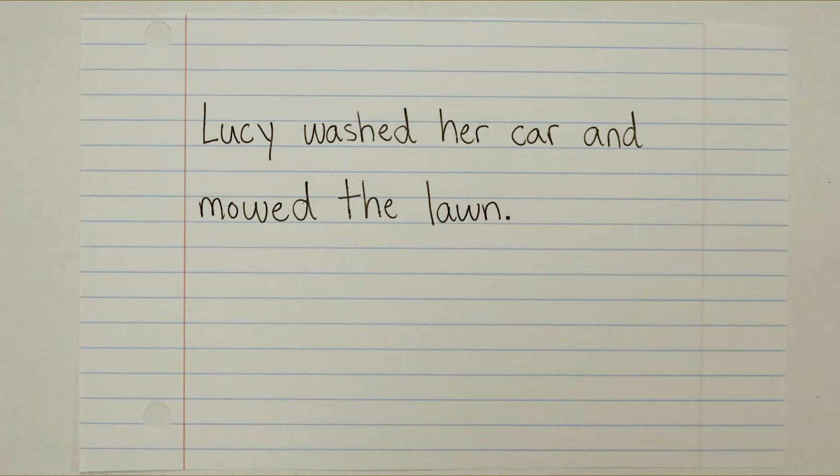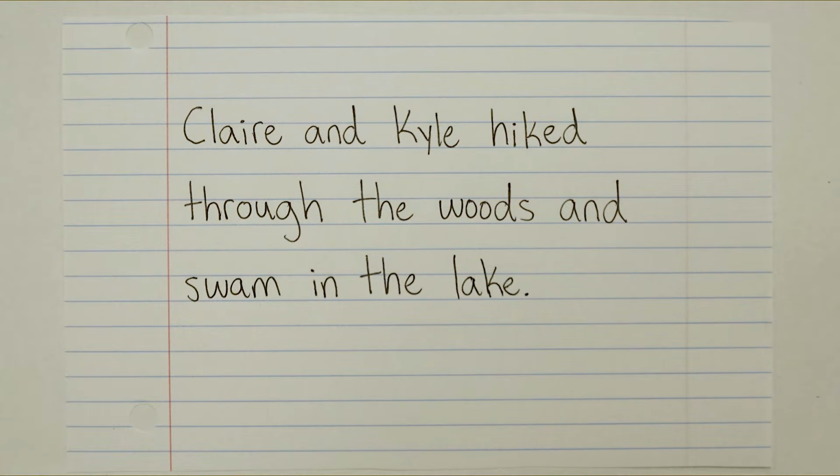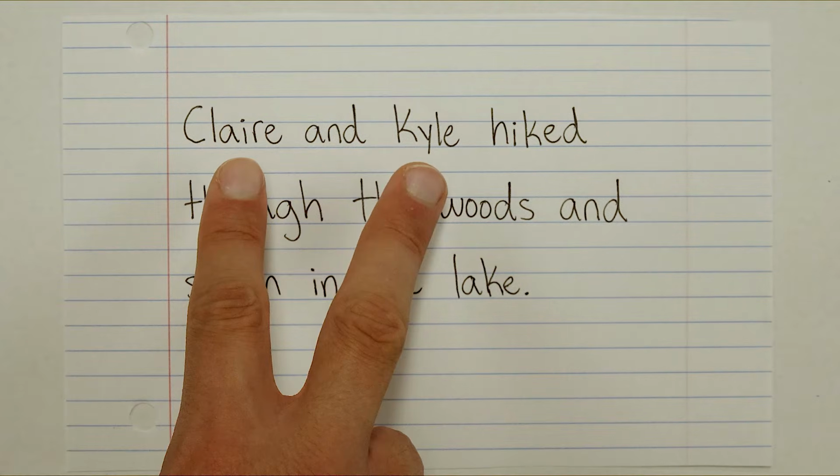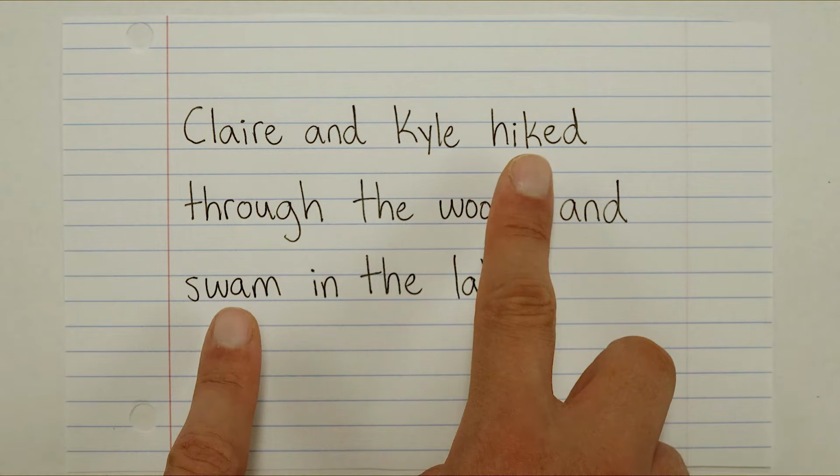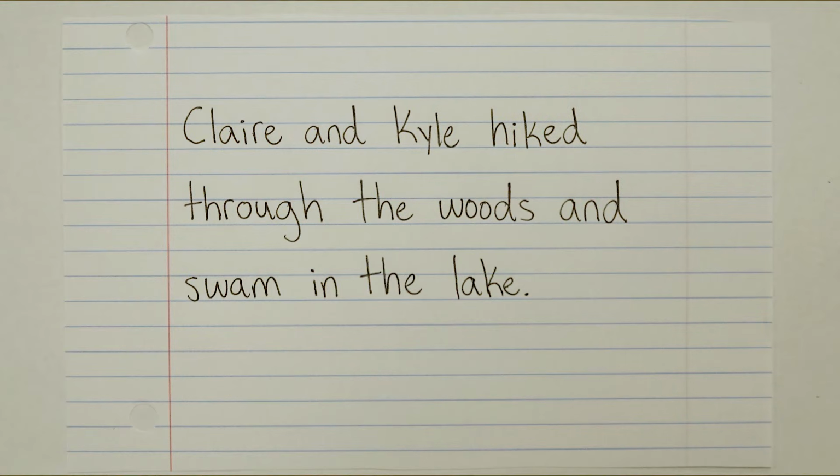Heck, you might even have something like this. Claire and Kyle hiked through the woods and swam in the lake. Here, both the subject and the predicate are compound, but there's still just one subject unit and one predicate unit, resulting in just one independent clause, just one complete thought.